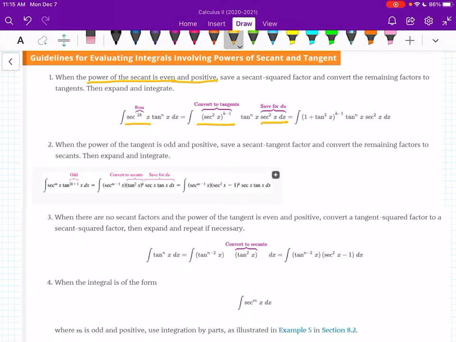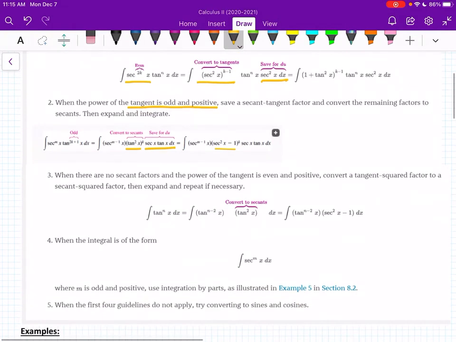The next rule is when the power of tangent is odd and positive, then we're going to save a secant tangent factor. Here's our secant tangent factor that we're going to save, and convert the remaining factors to secants. So I convert all the rest of the tangents to secants.